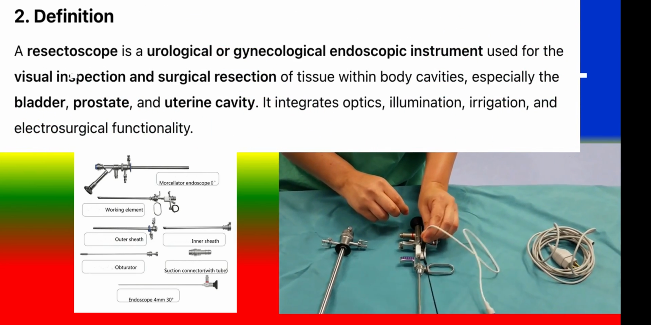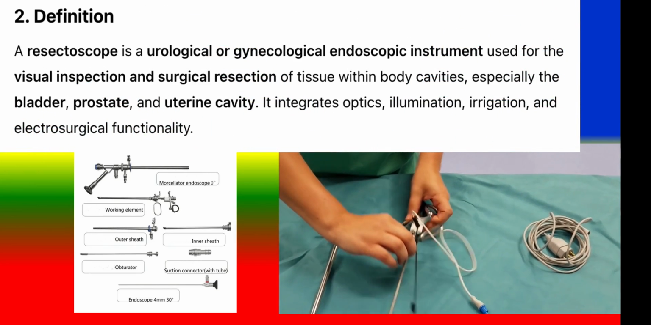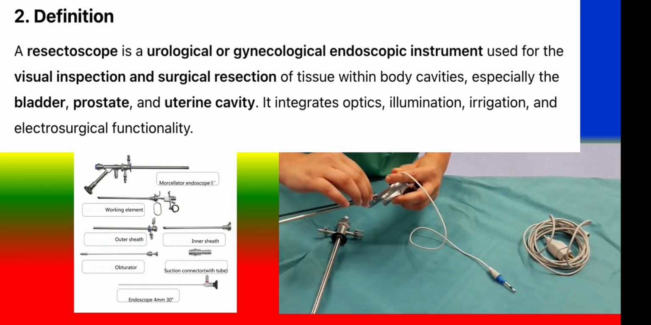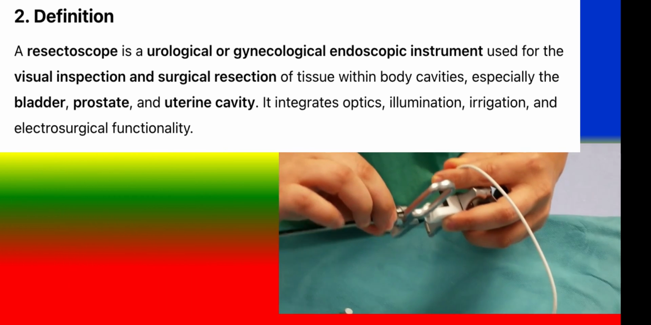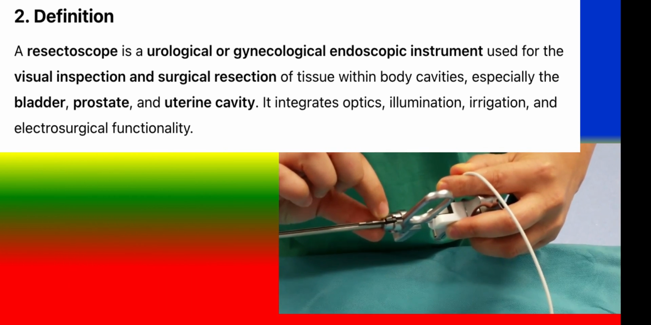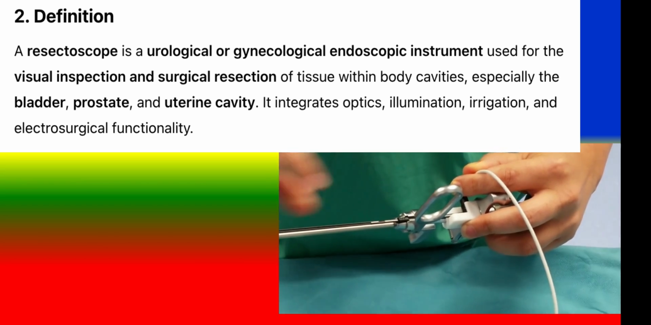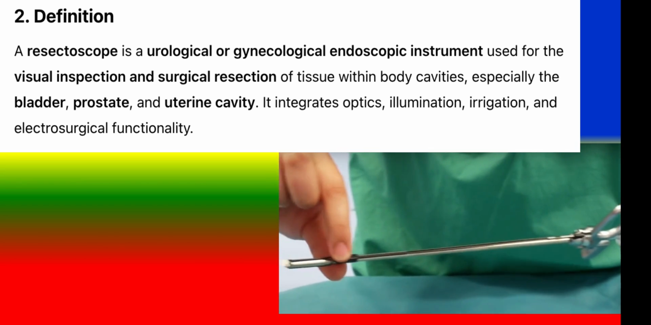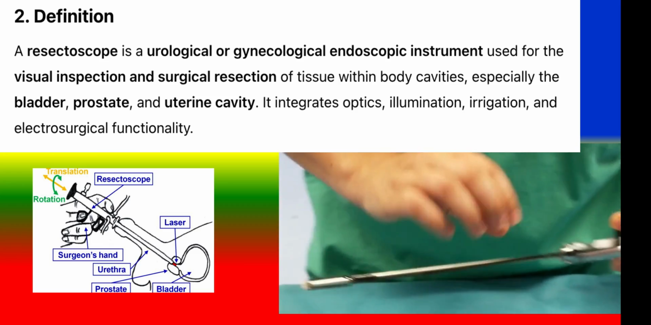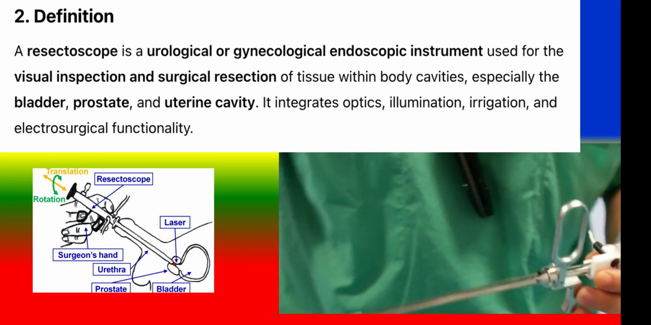2. Definition: A resectoscope is a urological or gynecological endoscopic instrument used for the visual inspection and surgical resection of tissue within body cavities, especially the bladder, prostate, and uterine cavity. It integrates optics, illumination, irrigation, and electrosurgical functionality.